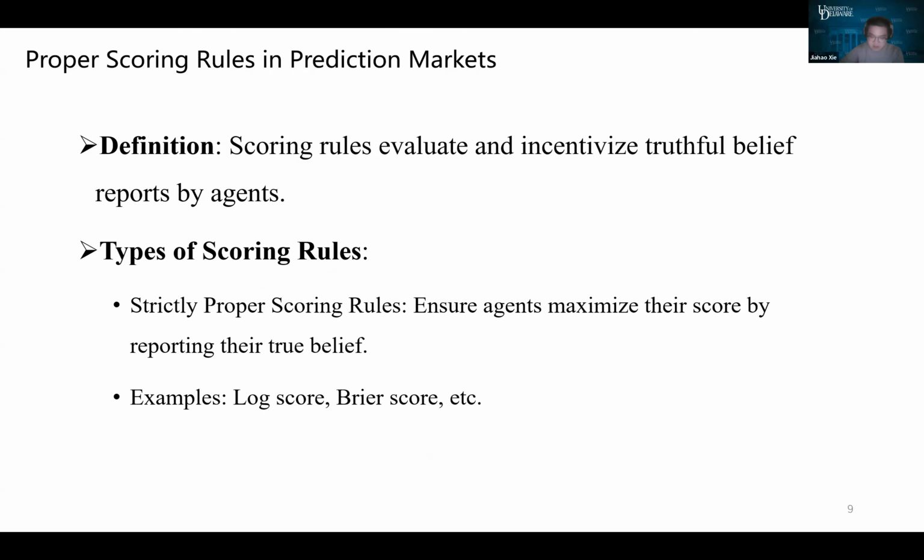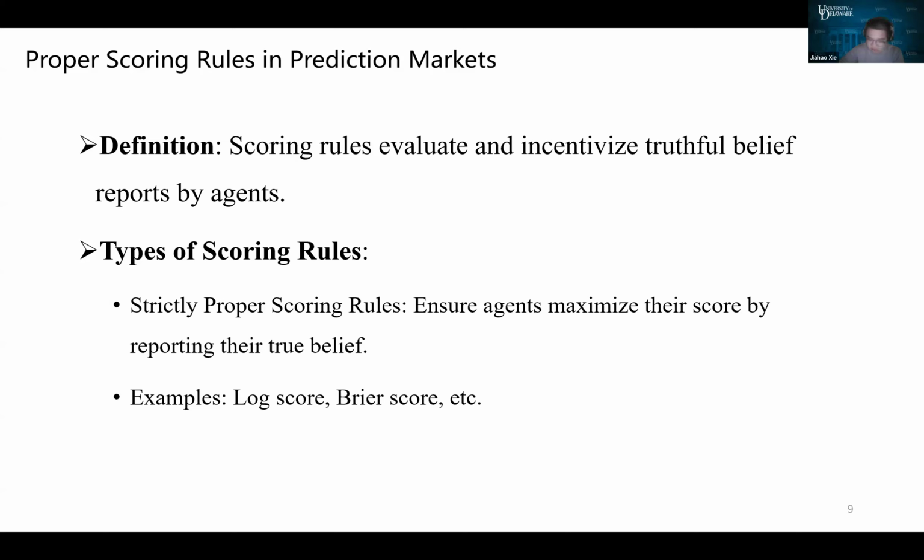In the inverse linear programming game setup, it's crucial to have a mechanism that encourages agents to report their beliefs honestly. This is where proper scoring rules come into play. A scoring rule calculates a score for each agent's report based on how closely it matches the actual outcome.